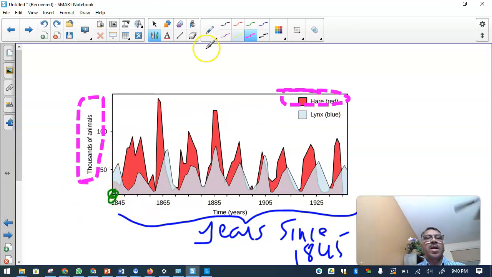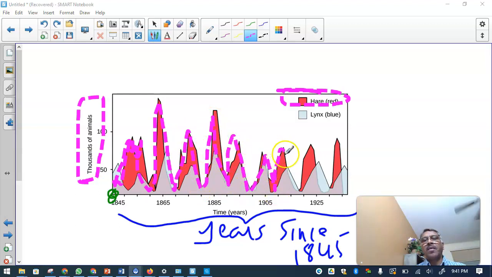Since this is the red color, it starts here in 1985, goes up, and you can see it goes down. It looks like it starts here, goes up, then starts again, goes up and goes down. Again, it goes up and goes down. So it's almost like 10 years, it goes up and then down.